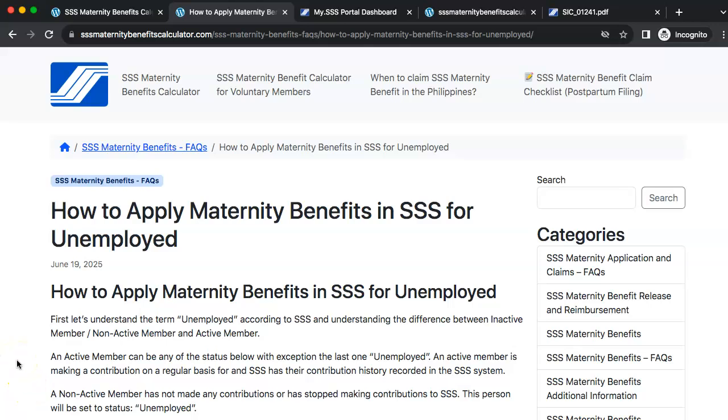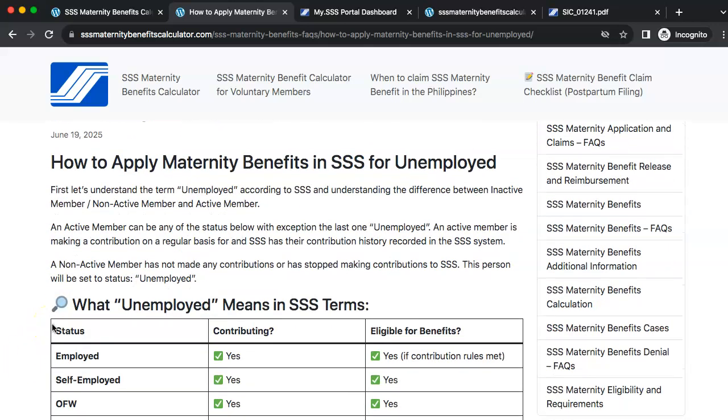So let's start to look at how to apply for the maternity benefits in SSS for unemployed. The first thing you need to know is the definition of unemployed according to the SSS, because there's a difference between an inactive member, a non-active member, and an active member.